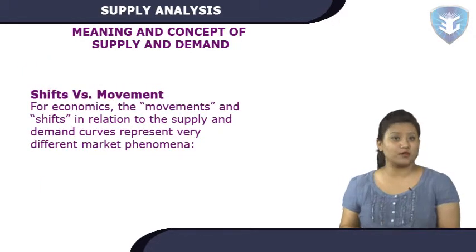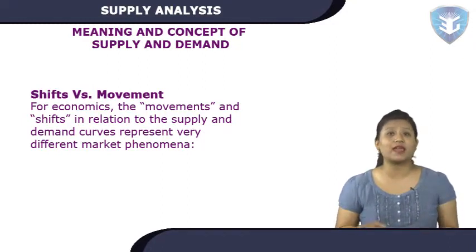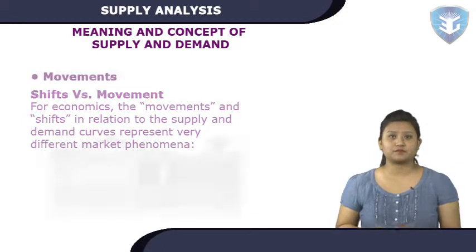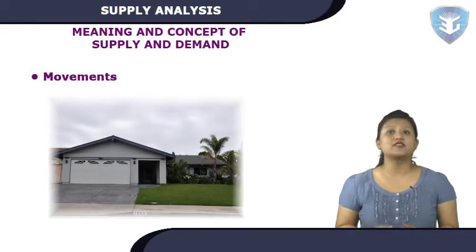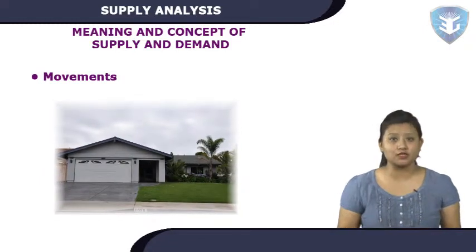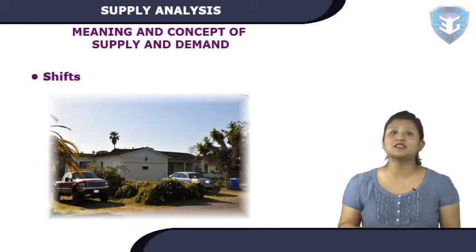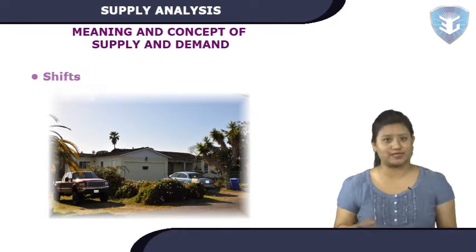Shift versus movement. In economics, the movements and shifts in relation to the supply and demand curves represent very different market phenomena. Movements. A movement refers to a change along a curve. On the demand curve, a movement denotes a change in both price and quantity demanded from one point to another on the curve. Shifts. A shift in a demand or a supply curve occurs when a good's quantity demanded or supplied changes even though price remains the same.